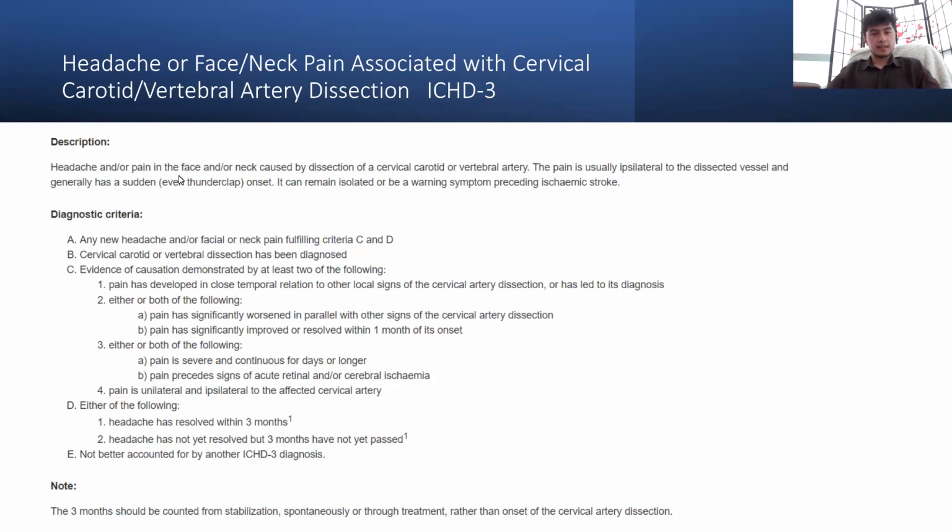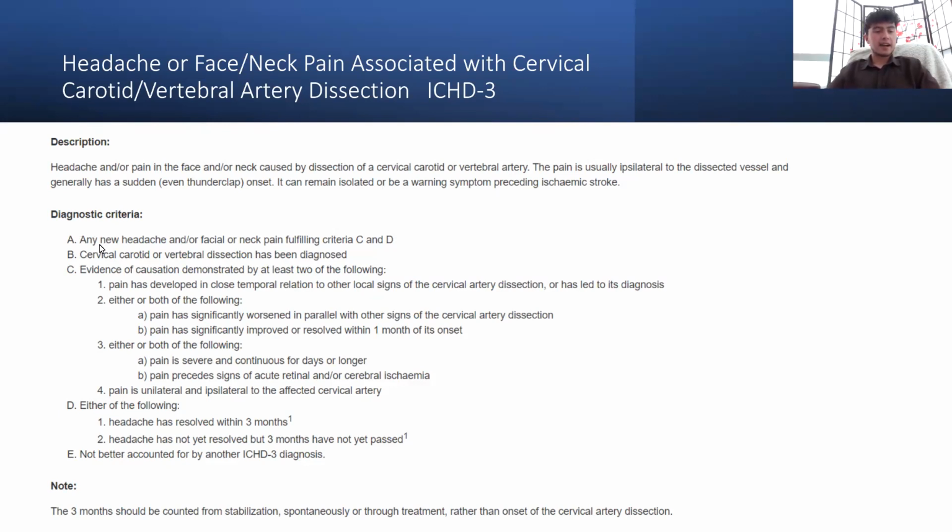And there's also a classification in the ICHD3 headache disorders classification. Let me read the classification. It says headache and or pain in the face and or neck caused by dissection of a cervical carotid or vertebral artery. The pain is usually ipsilateral to the dissected vessel and generally has a sudden onset, like thunderclap, as I mentioned in the previous slide, and it can remain isolated or be a warning symptom preceding ischemic stroke. And it's not always presenting with ischemic stroke. It can just present with headache, and I will talk about that later.